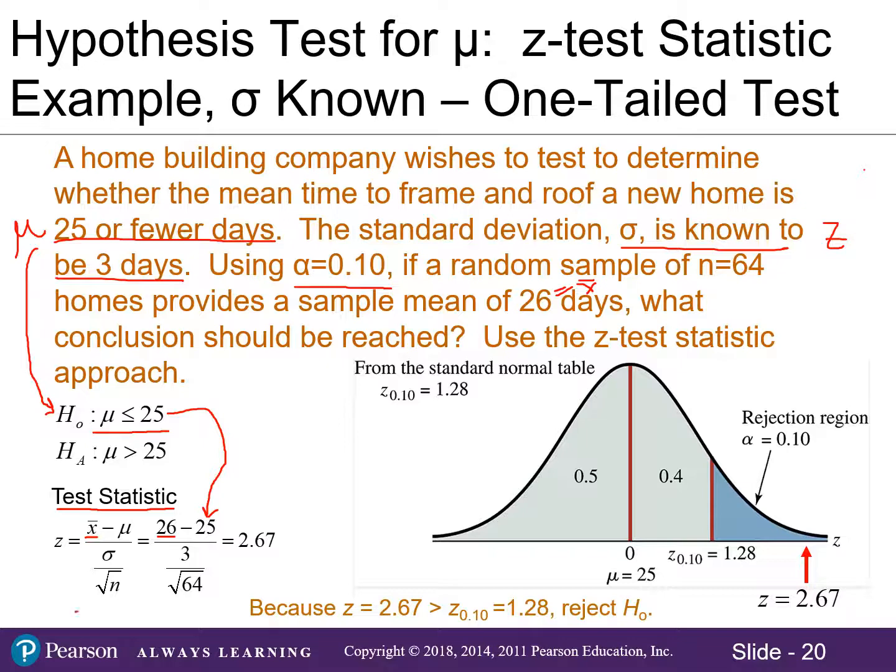Down here, notice we're using the spread from the sampling distribution, because we used a sampling of 25 homes. So this is the appropriate spread to use for this, not 3. We're using the sampling distribution because I have a sample of 64 homes that I'm using. So I'll calculate that z-value, and it's 2.67.